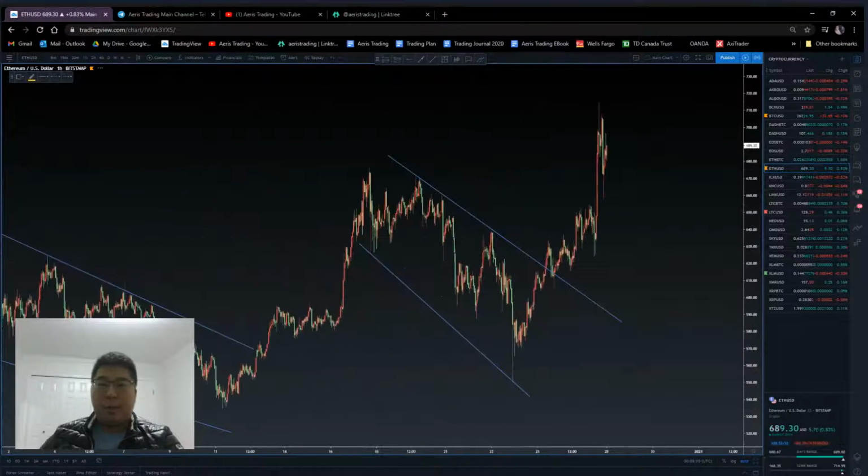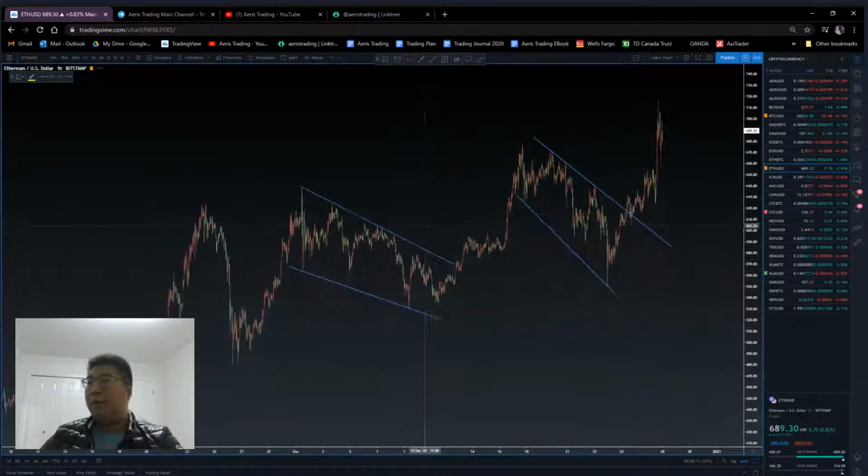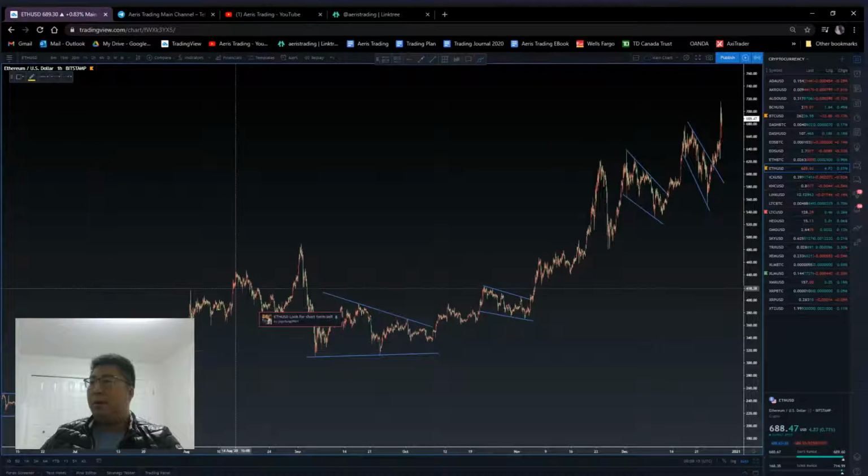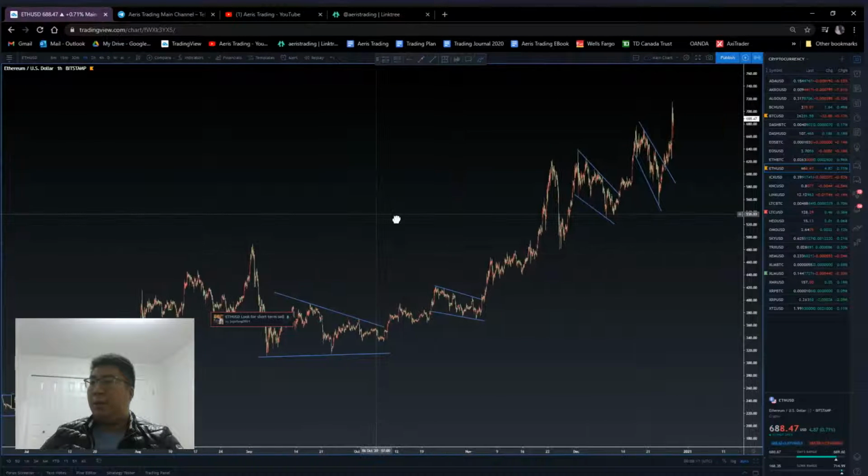Ethereum. Someone asked about Ethereum. I do like Ethereum. I do like the overall price. Price has pretty much been moving up all the way from the bottom, right?